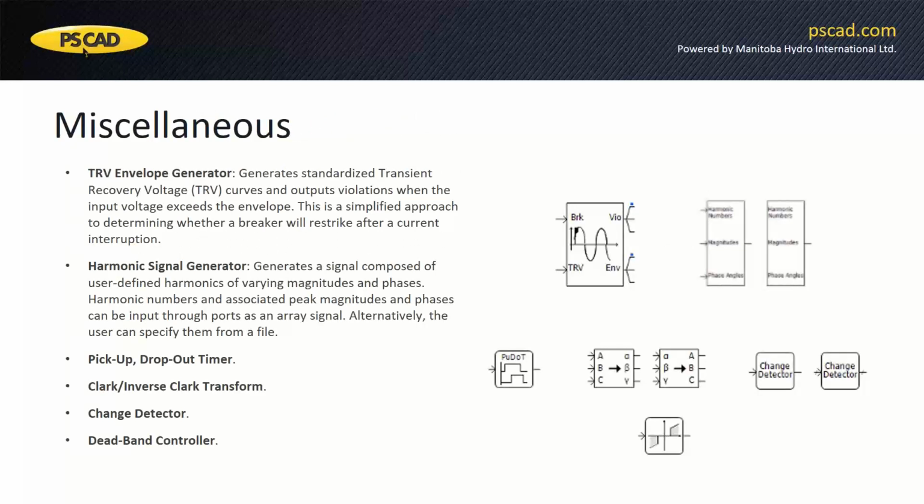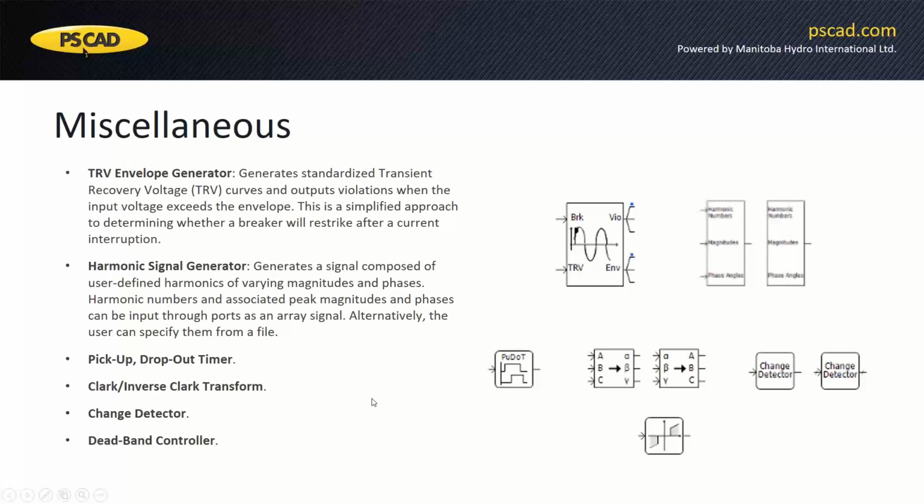Some other miscellaneous components. We've added a TRV envelope generator. This will help those doing transient recovery voltage studies. It will output the envelope itself and tell you if you're exceeding the envelope and that sort of thing. There's also a harmonic signal generator. You can enter a defined list of harmonics of varying magnitude and phases, and it will produce a signal for you.